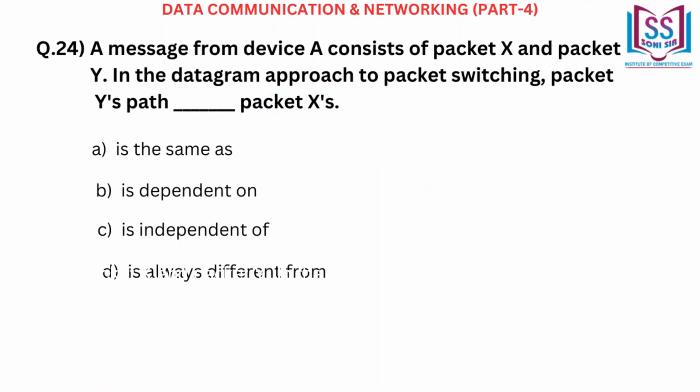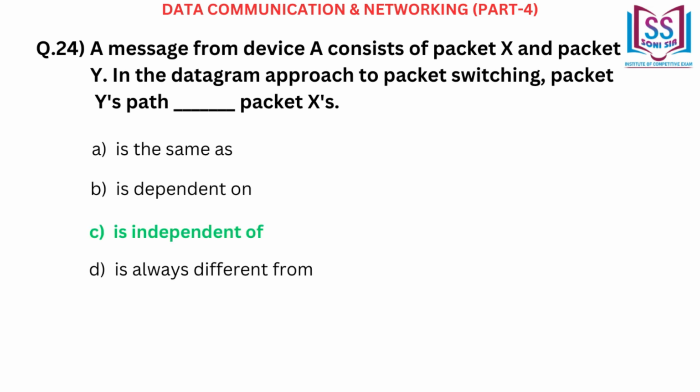A message from device A consists of packet X and packet Y. In the datagram approach to packet switching, packet Y's path dash packet X's path is A, the same as, B, is dependent on, C, is independent of, D, is always different from. Correct answer C, is independent of.